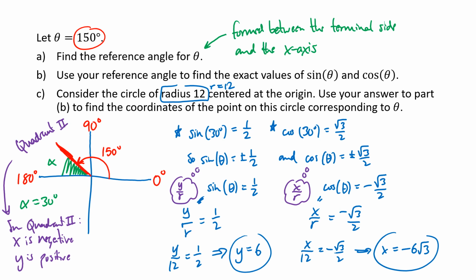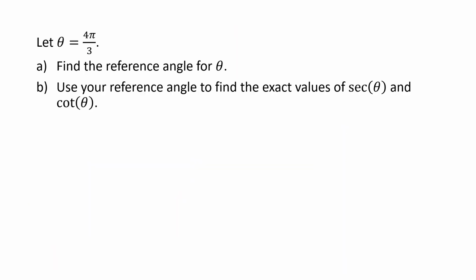So hopefully all the steps there are making some sense to you. All right, let's do a similar example. So no circle in this one, but again, the difference here is that we're dealing with an angle in radians. So finding the reference angle, same basic idea. So I'm going to try to draw this angle. It's a positive rotation, and we always start our rotations on the positive x-axis.